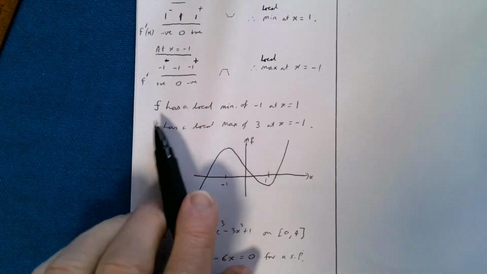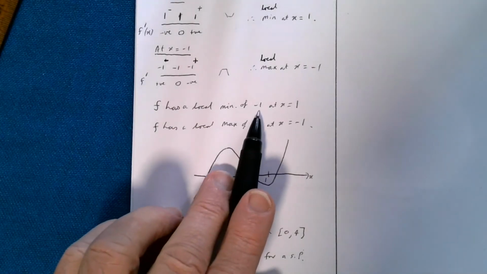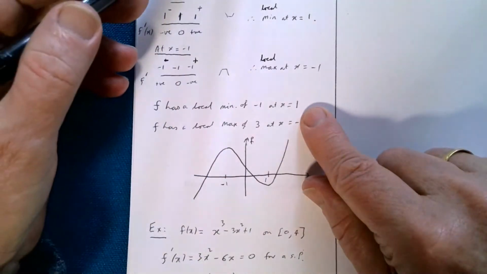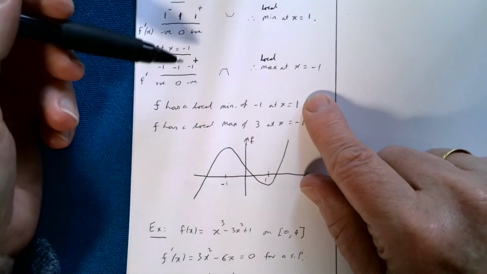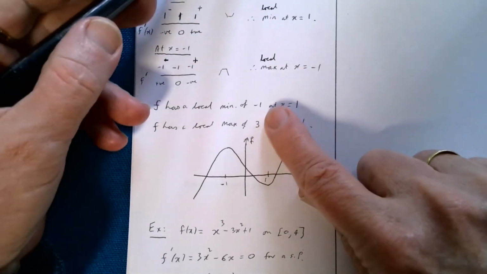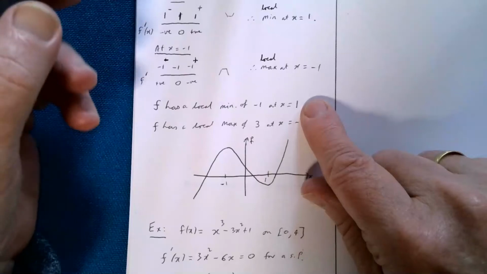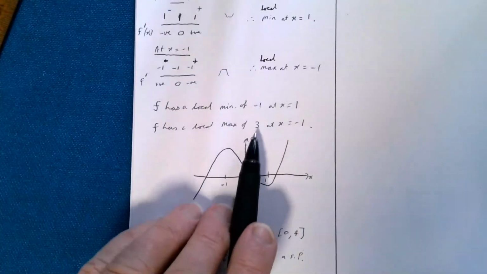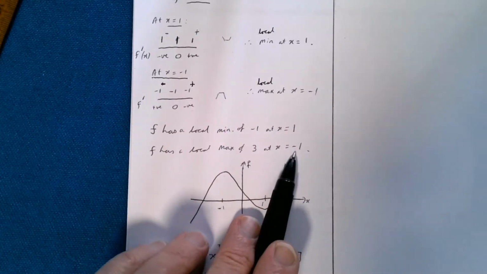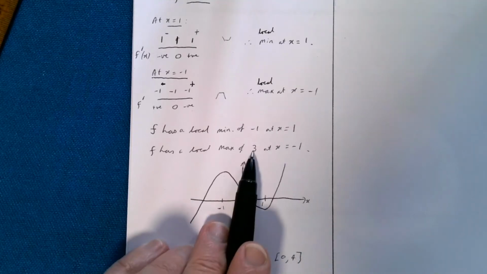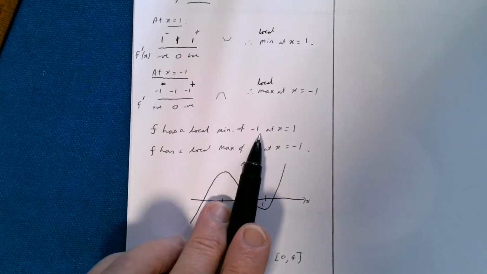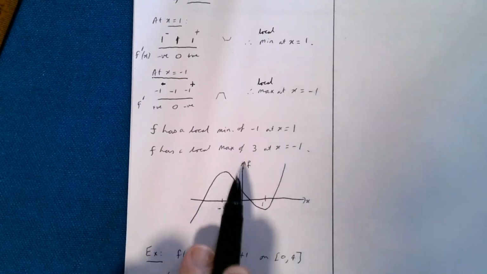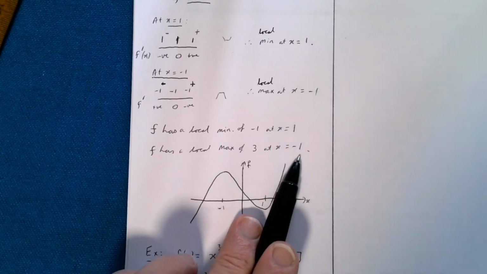And the conclusion then is f has a local minimum of minus 1. So if I put x as 1 back up into the original function, I get the value minus 1. And if I put minus 1 back up into the original one, I get the value 3. So in fact, this has a local minimum of minus 1 at x is 1, and a local max of 3 at x is minus 1.